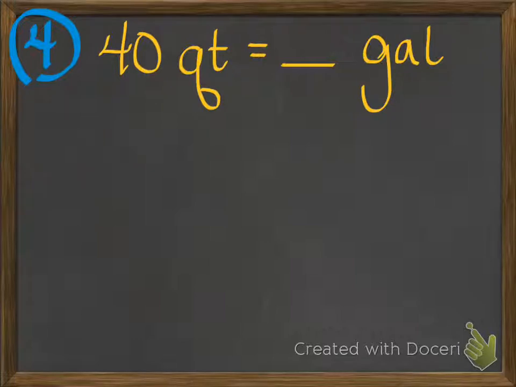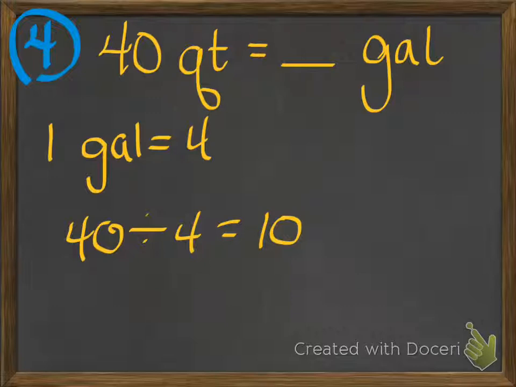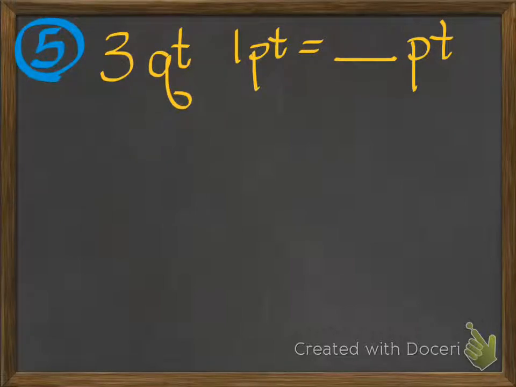So I need to divide. I know that 1 gallon equals 4 quarts. So I need to divide 40 divided by 4, and that equals 10. So 10 gallons. See, teachers make mistakes too. Happens all the time. Number 5, 3 quarts and 1 pint equals how many pints?